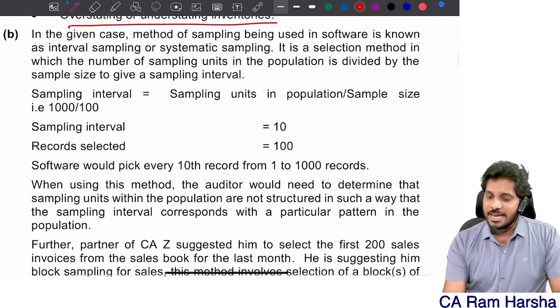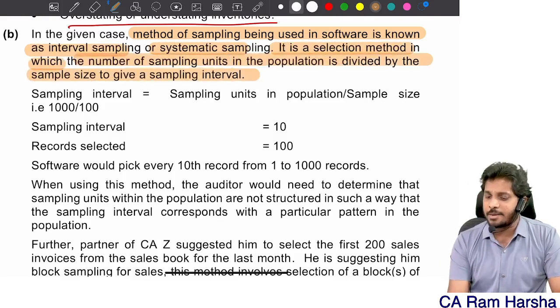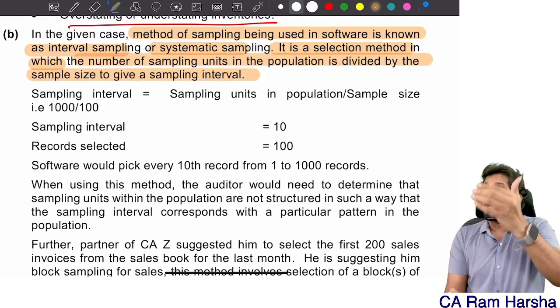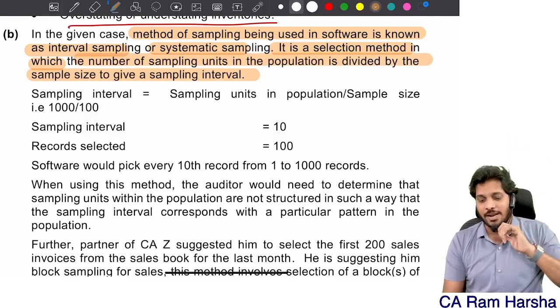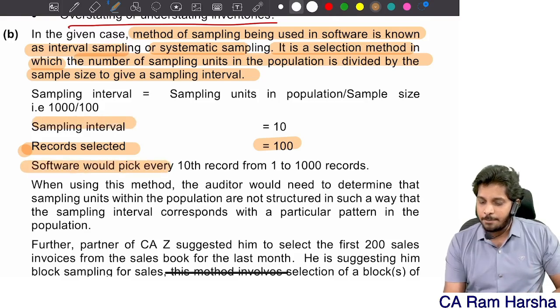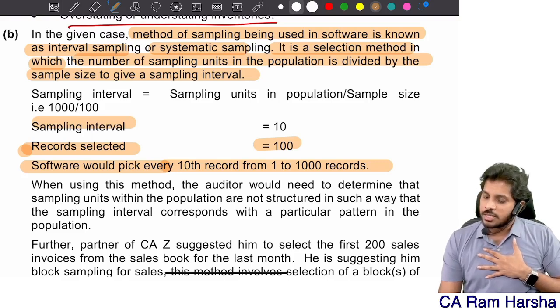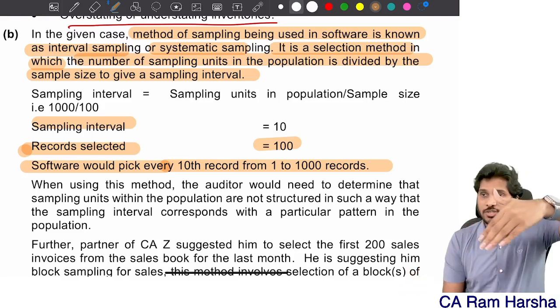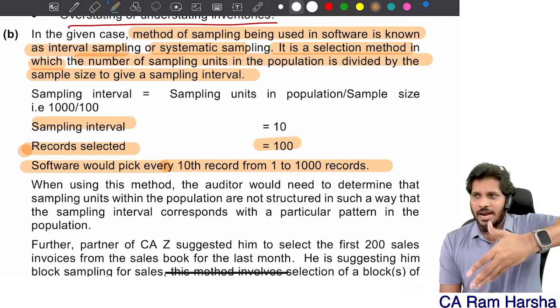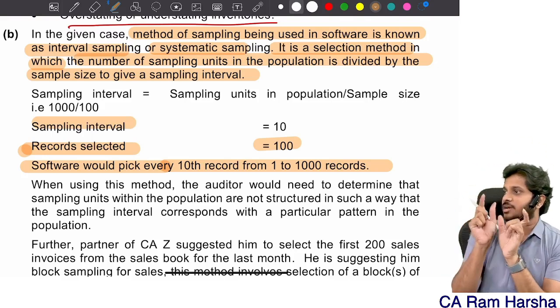Now, in the given case, the method of sampling used is known as interval sampling or systematic sampling. It is a selection method in which the number of sampling units in a population is divided by the sample size to arrive at the sampling interval. In this case, records to select is 100. Therefore, the software would pick every 10th record from 1 to 1000. Sorry, I took it just as an example: in this example, population is 1000 and sample size is 100.